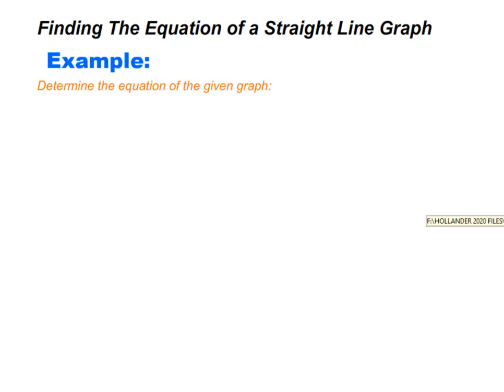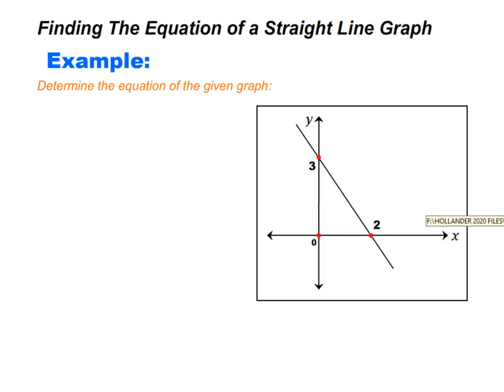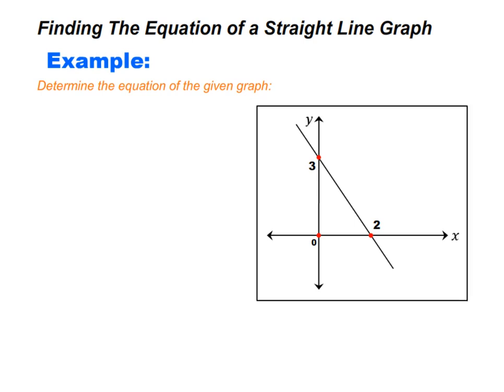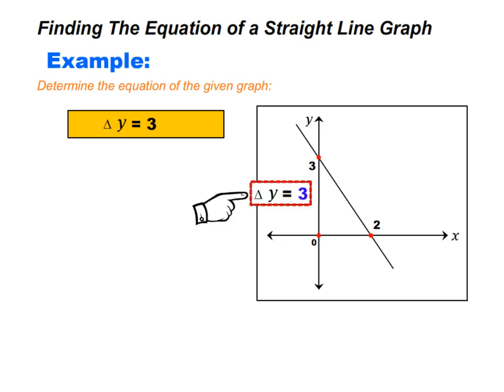Let us have a look at this example. In this example, we are given a graph. A graph is drawn for us, and we want to determine the equation of the given graph. Look at the graph. The distance from here to this 3 is 3 units. This is true because 3 subtract 0 is equal to 3. So this means delta y is equal to 3.